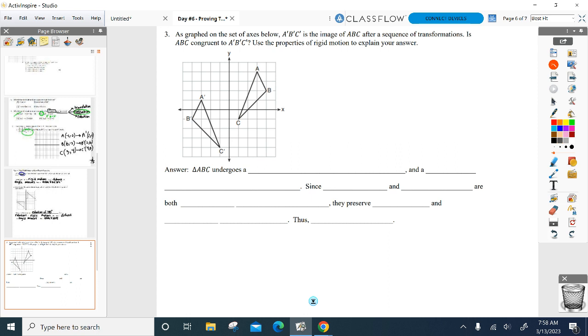I don't think you can do this one in one transformation. I think you guys are going to need two here.